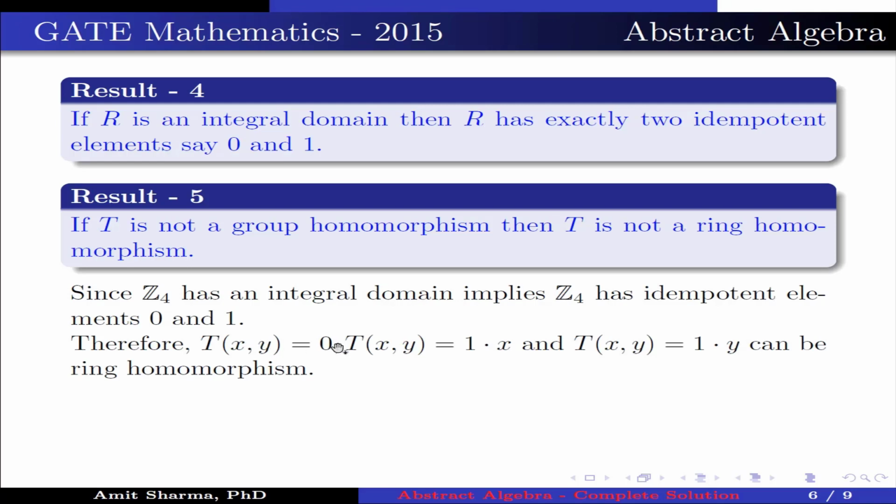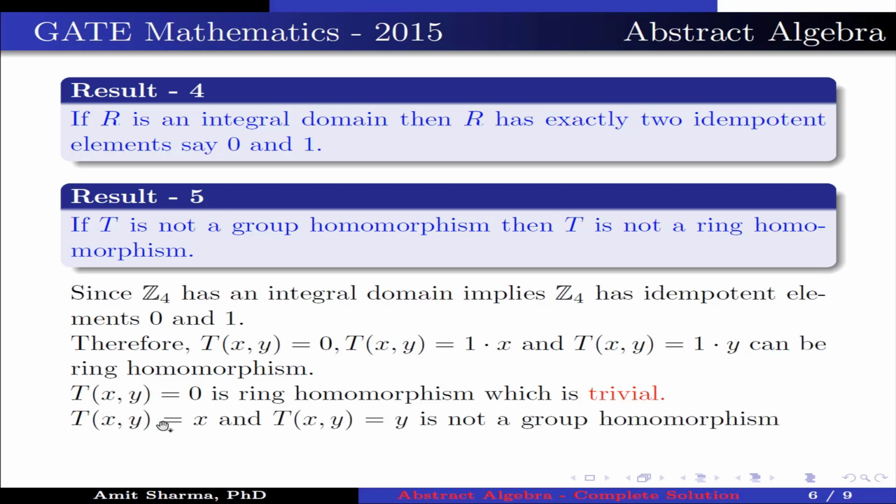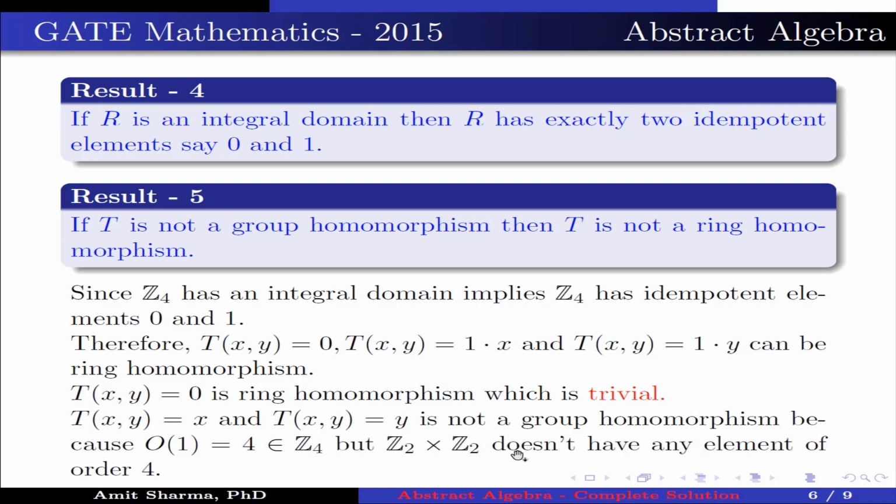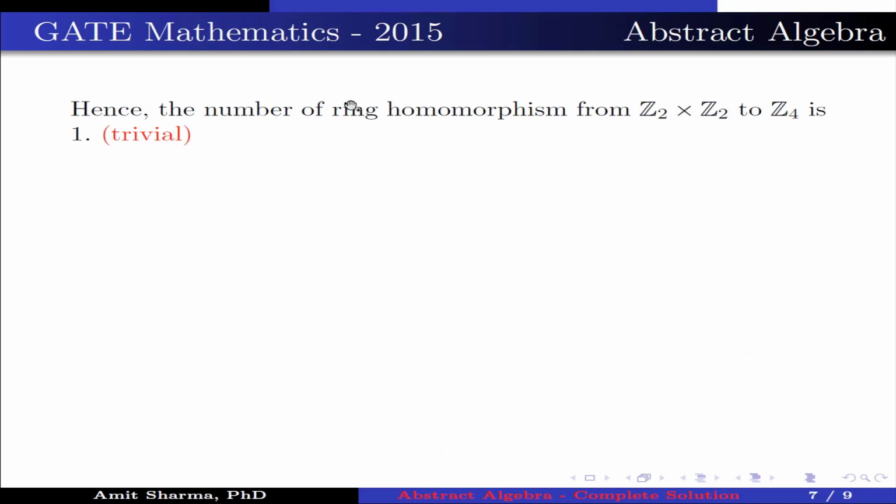Therefore, T(x, y) equal to 0, T(x, y) equal to 1 into x and T(x, y) equal to 1 into y can be ring homomorphisms. T(x, y) equal to 0 is a ring homomorphism which is trivial. T(x, y) equal to x and T(x, y) equal to y is not a group homomorphism because order of 1 is 4 in Z4. But Z2 cross Z2 doesn't have an element of order 4. Hence, the number of ring homomorphisms from Z2 cross Z2 to Z4 is 1, which is trivial.